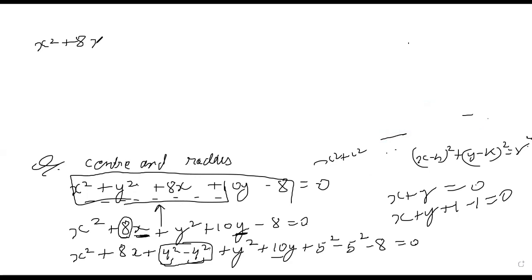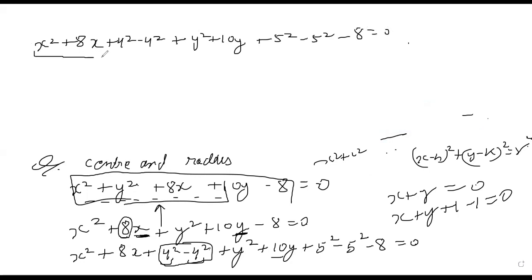Now see carefully. Plus y square plus 10y plus 5 square minus 5 square minus 8 equals 0. So can you see the formula generated by these three terms? Yes, a plus b whole square. So x square plus 4 square plus 8x is what? x plus 4 whole square. So we will write x square plus 8x plus 4 square as x plus 4 whole square.